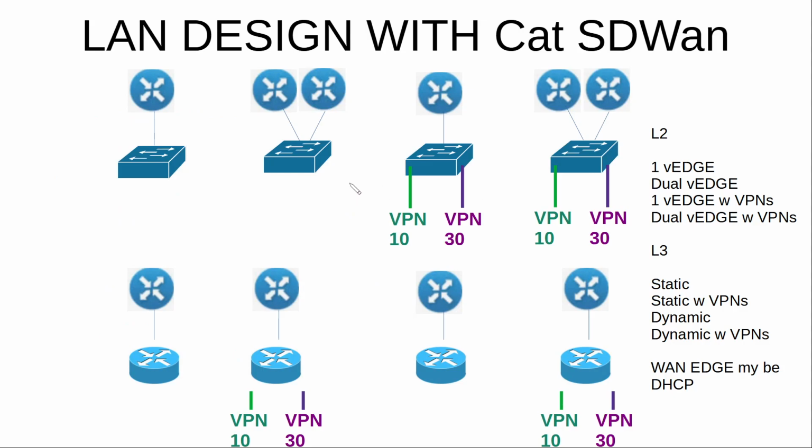Remember that your edge devices have several capabilities. For layer 2 or layer 3 local area networks, they have VRRP capabilities. They have static routing capabilities, dynamic routing capabilities. They can be your DHCP server for your local area networks, and they support VPNs. That's it.